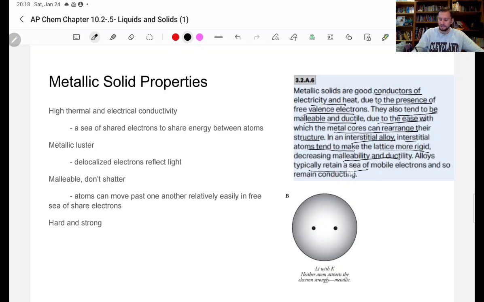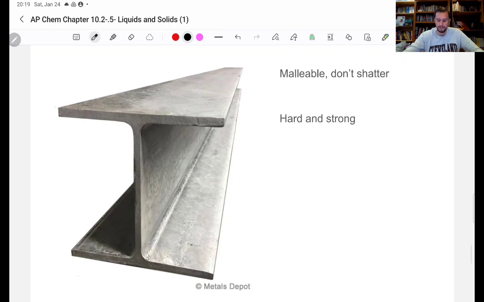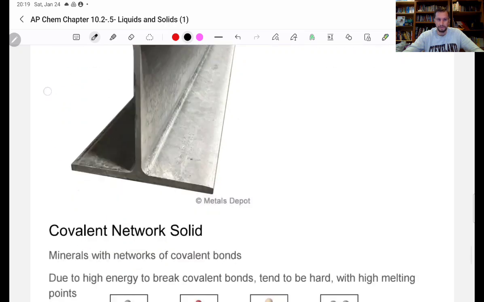Alloys retain a sea of mobile electrons and so remain conducting. So if you think about hard metals that you see in your daily life, well, those are alloys. And like the really hard ones perhaps have carbon in them or something like that to give them a lot of rigidity, which we talk about later in this recording. So again, metal solids, malleable, don't shatter, hard and strong.